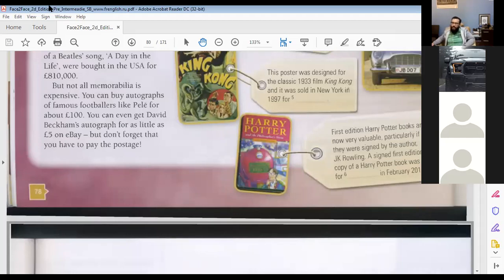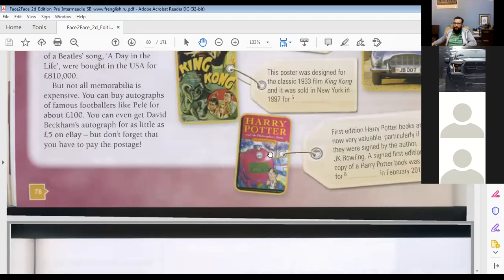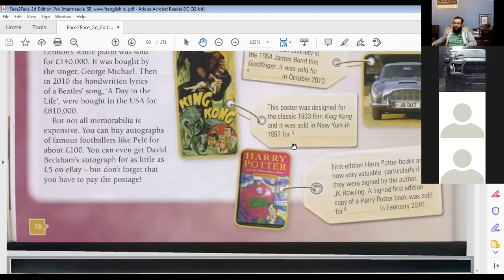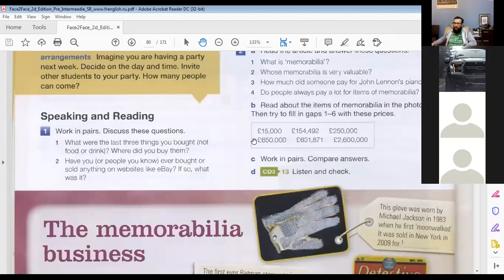And this one is signed by the author. So how much do you think it sold, this one? Who can make a guess? What do you think, Rashid? The first edition of Harry Potter, and with the signature of the author. What do you think, Rashid? From these prices, how much was it sold?